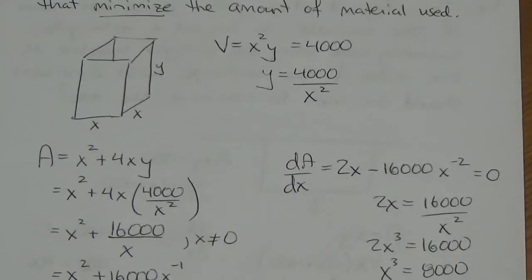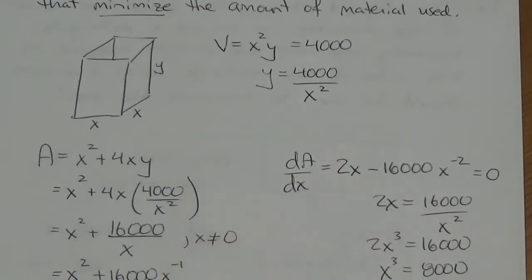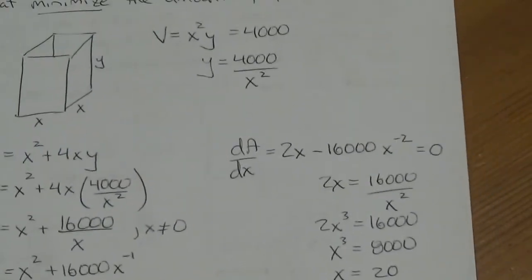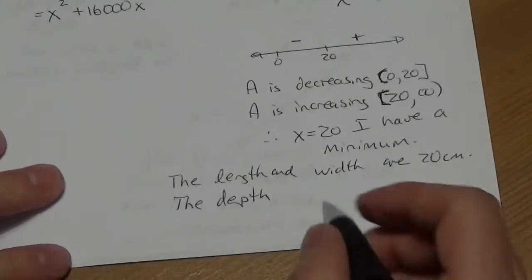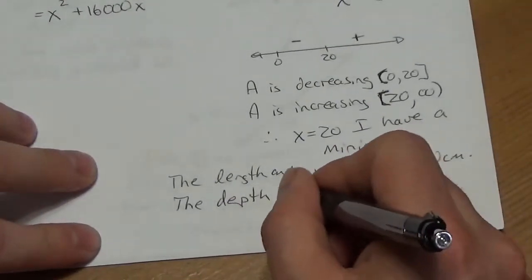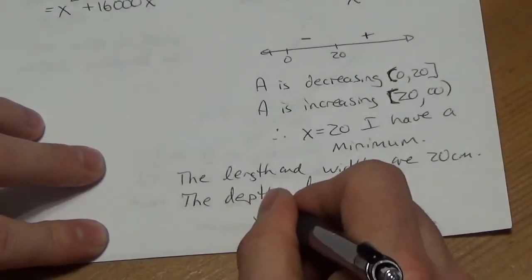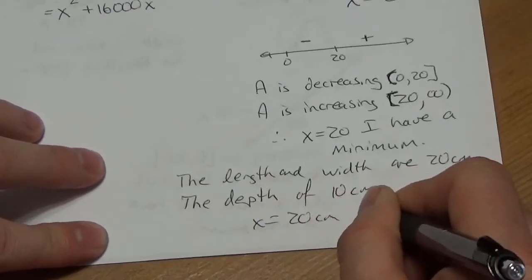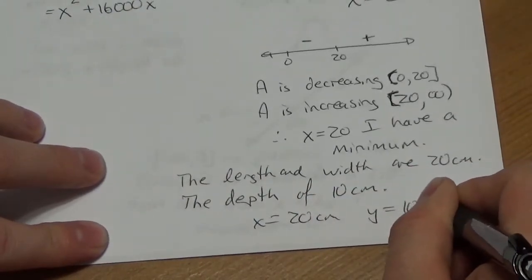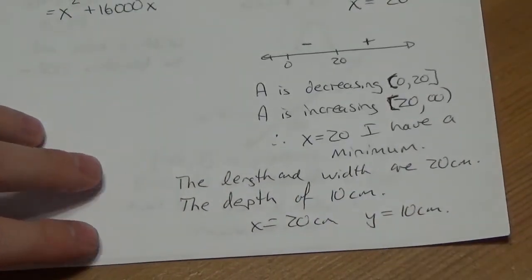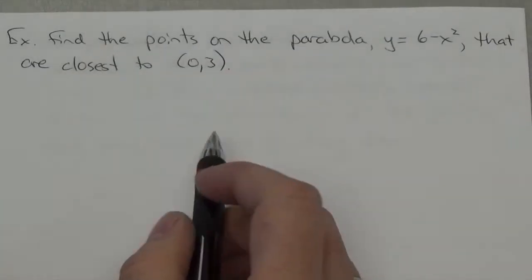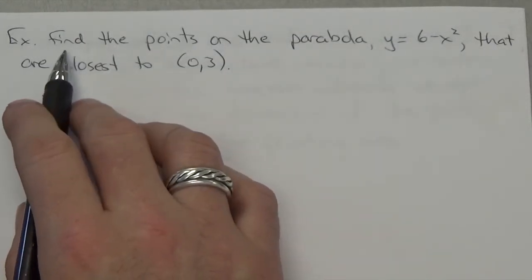So all we're going to do here is divide 4,000 by 20 squared, which is going to be 400. And so what we'll end up getting here is that y is equal to 10. So a depth of 10 centimeters. X is equal to 20 centimeters. Y is equal to 10 centimeters. And there's our answer.